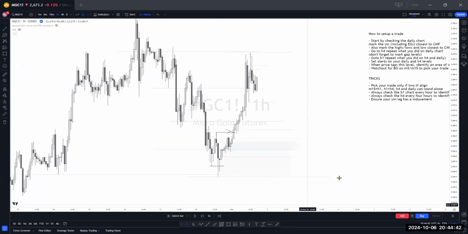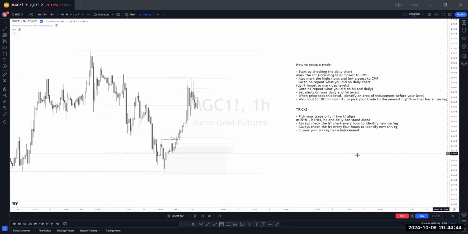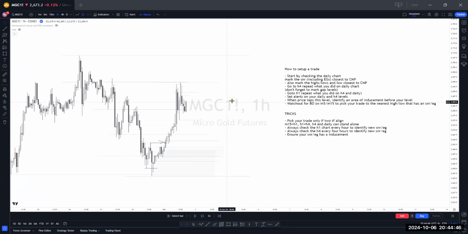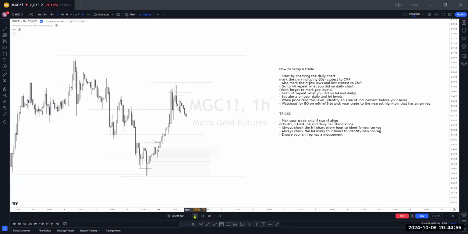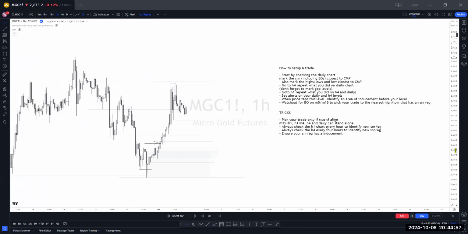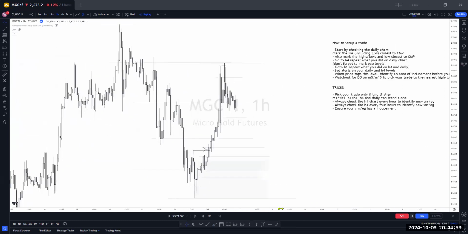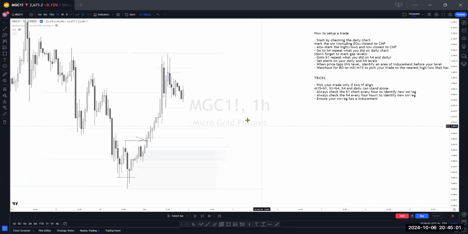So from H1, you're just supposed to play and watch how price reacts to any of these levels. So let's assume we're in the live market, you're going to set your alerts, you have all your levels marked closest to current market price. You just want to watch what unfolds next. Okay, so you're watching. And never forget that as each candle unfolds, as each 1 hour candle, one of the tricks I wrote here is always check the H1 chart every 1 hour to identify new SNR and new EG.